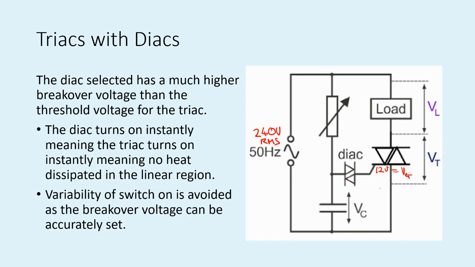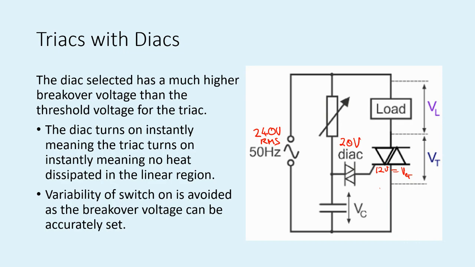The other advantage and the other way that we deal with the issue is the variability in switch on. Well, the Diac is like a Zener diode. They are much more precisely manufactured. So if I say we're going to get a Diac with a breakover voltage of 20 volts, it will be 20 volts. It's not like the variability in the threshold voltage for the Triac.